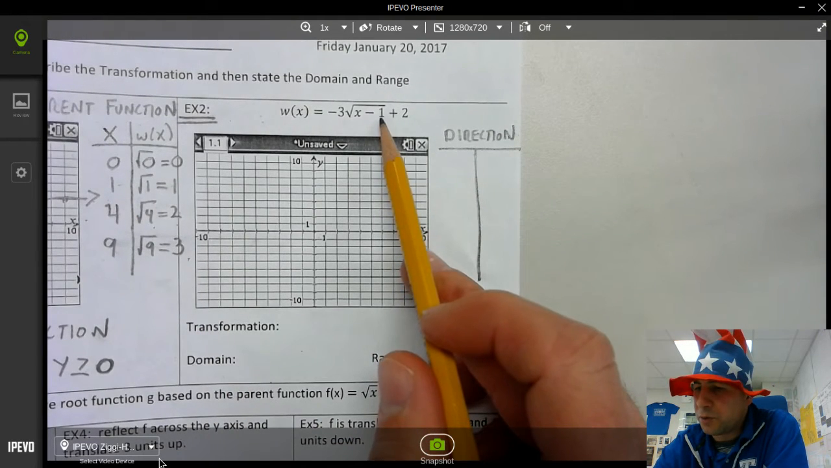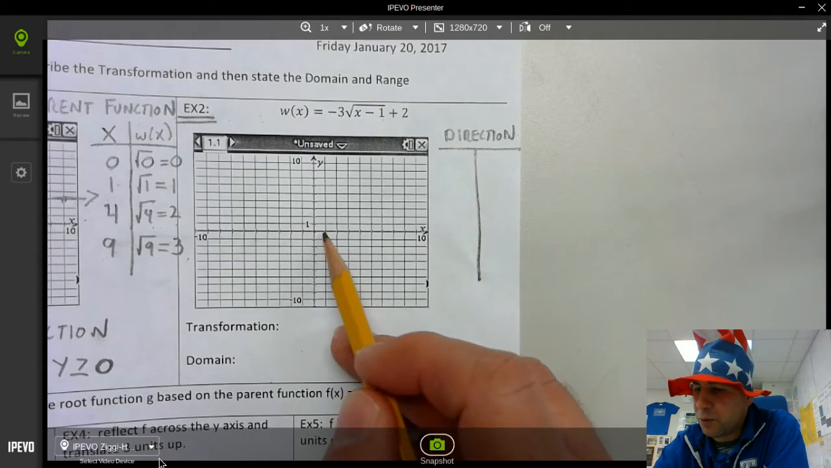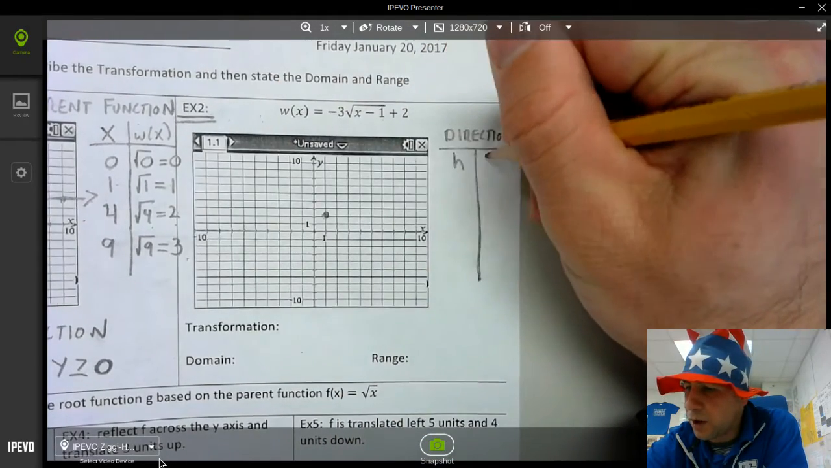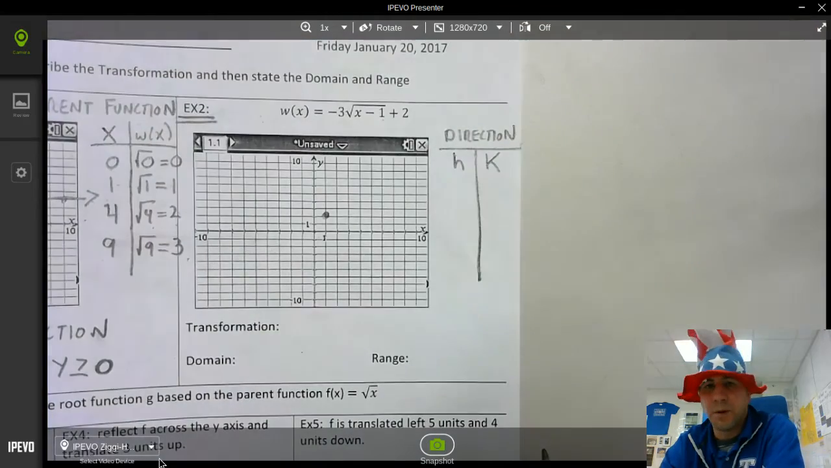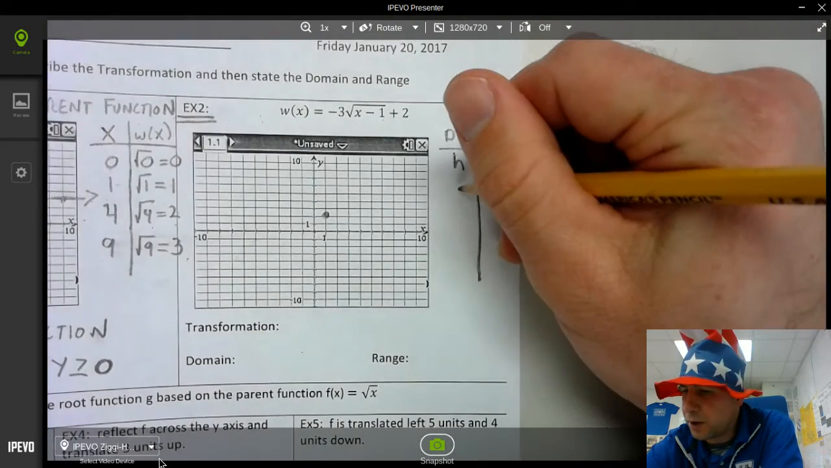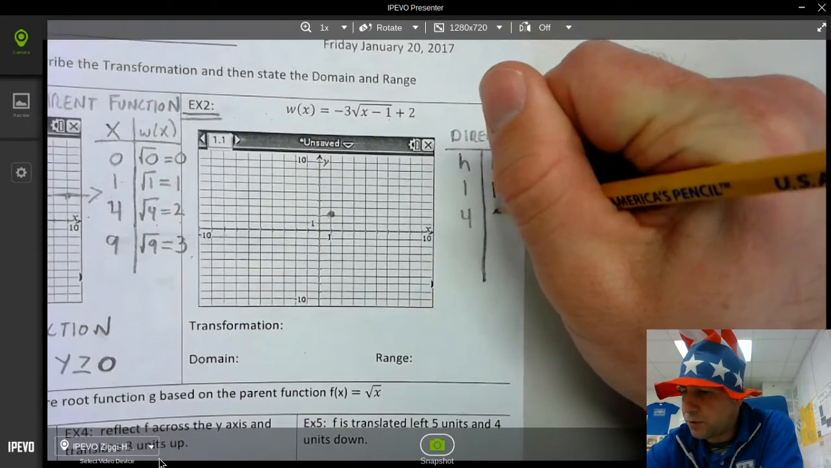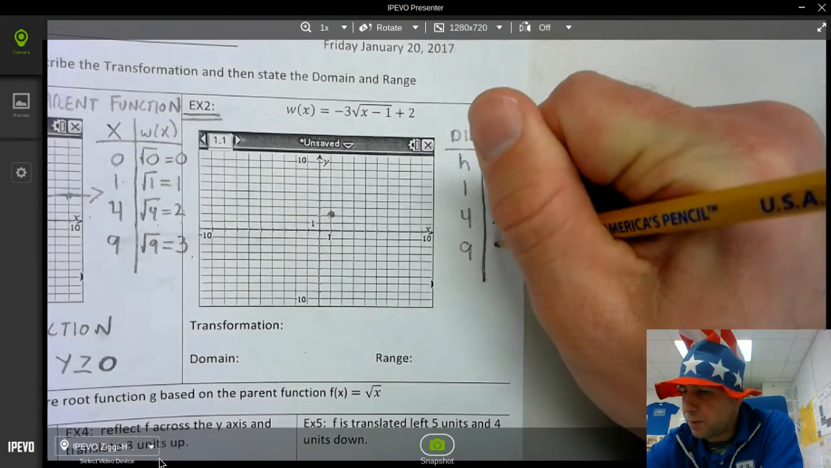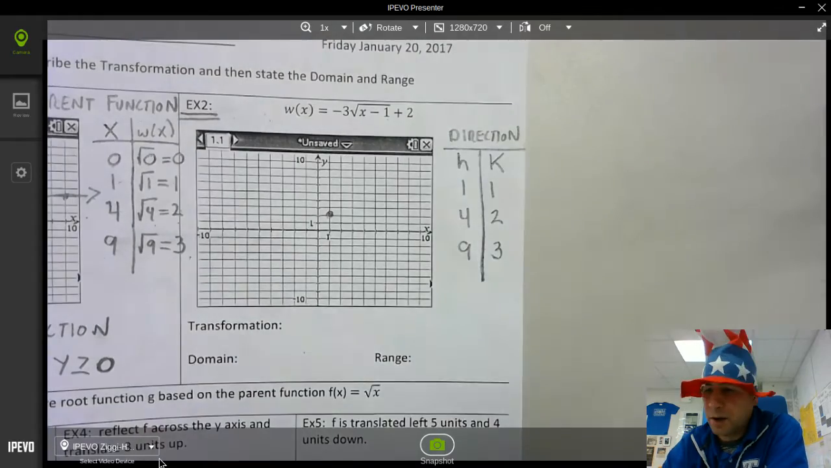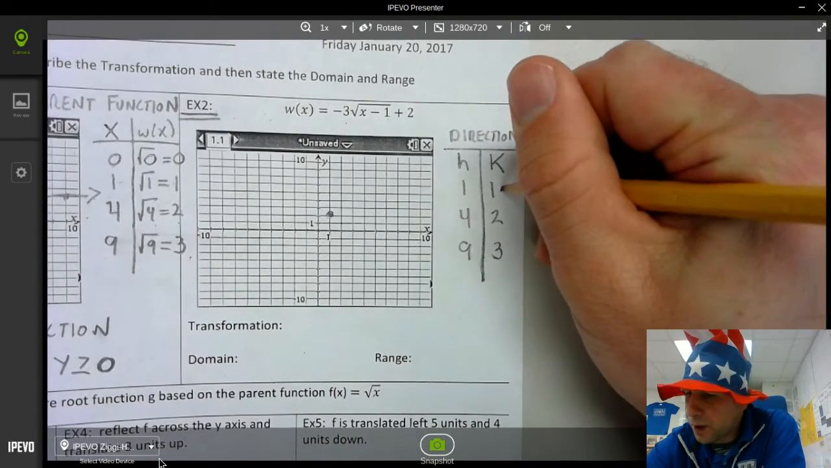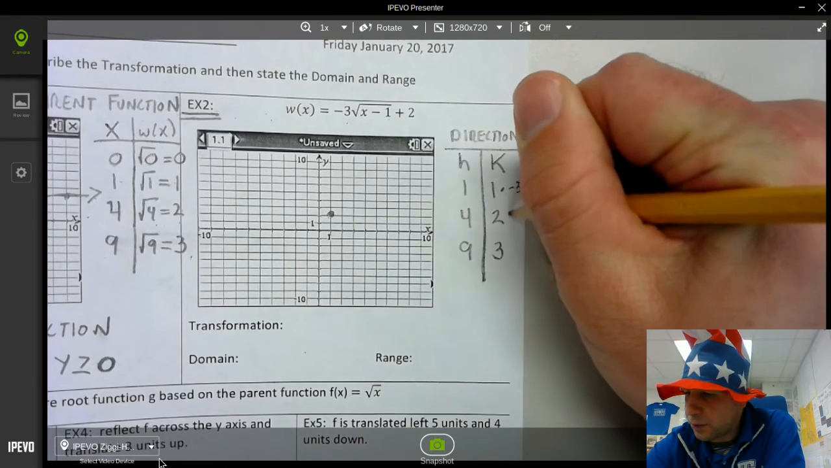So we're subtracting 1, so we know we move to the right 1 and up 2. This is our new vertex, which we'll call h, k. From that, we know that directions are always going to be to the right 1, up 1, to the right 4, up 2, to the right 9, up 3. But we have to take into account the negative 3. So we're going to multiply these values by negative 3.